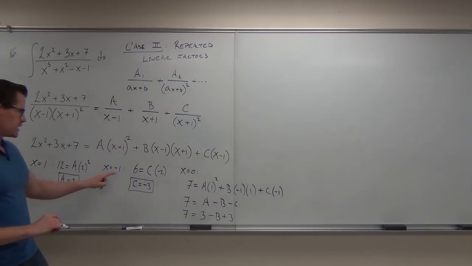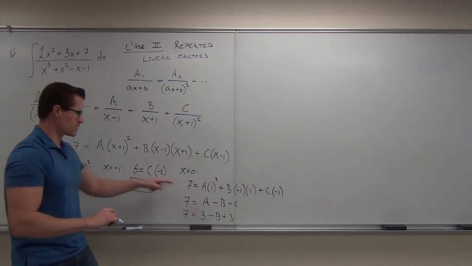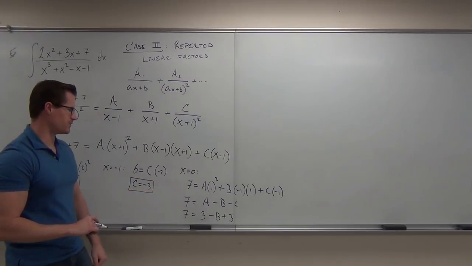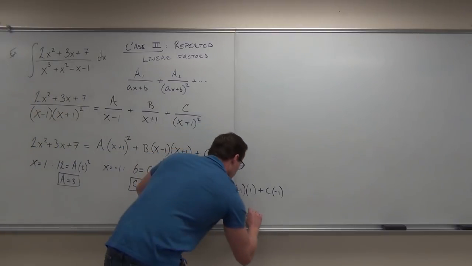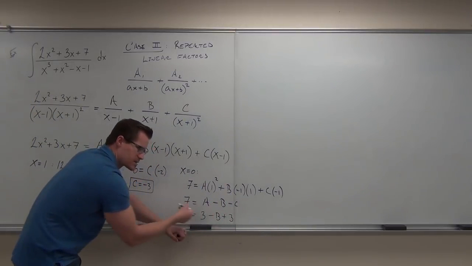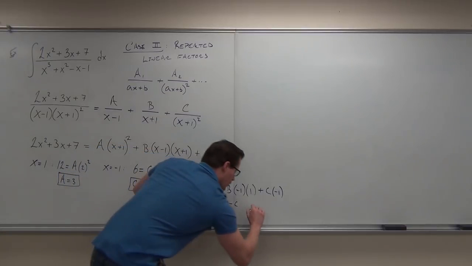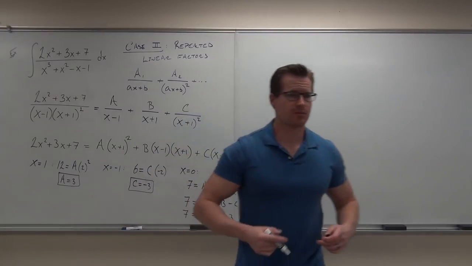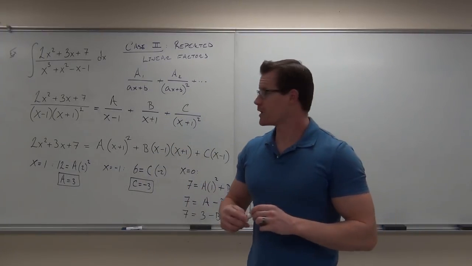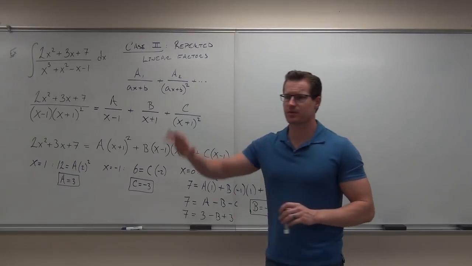So we've got 3 minus b, and then plus 3 because we have minus a negative. Looks like we're going to get what? I got a negative 1. Altogether, this would be 6. Subtract the 6, we get 1 equals negative b, or b equals negative 1. Honestly, that's the hard part, finding the a, b, and c. At this point, we're ready to split this thing up. Show of hands, feel okay with this so far?